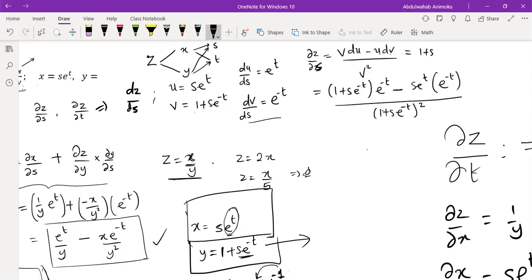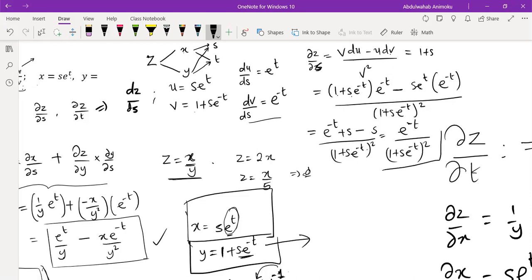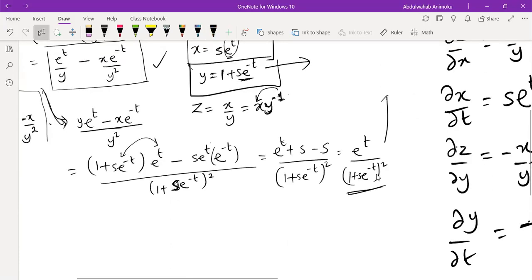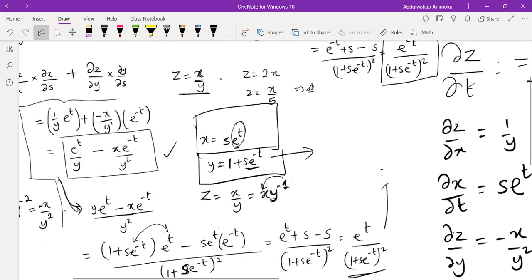Now, when you check, it's the same computation that we had before. 1 times this is just e raised to power t. This times this is just s, minus this times this is just s again, all over 1 plus s e raised to power minus t squared. And this will just give you e raised to power t all over 1 plus s e raised to power minus t squared. You can see this answer is exactly the same thing as we got here, right? So we can link both of them together. They are the same thing.